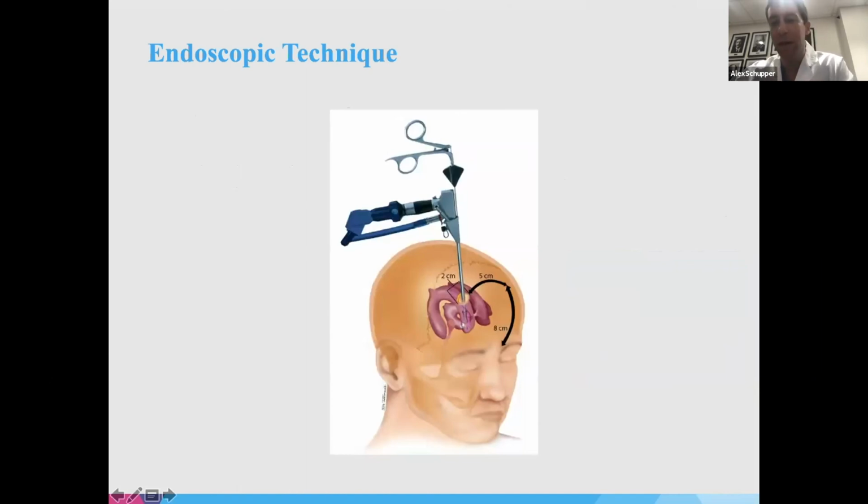So the one thing I really didn't appreciate before I was able to see a couple of these cases with Dr. Hadjipanayis is the approach. And Dr. Hadjipanayis really made me appreciate how your entry point and your trajectory are really the whole surgery, that you really disadvantage yourself by not creating the right angle and trajectory into the foramen.